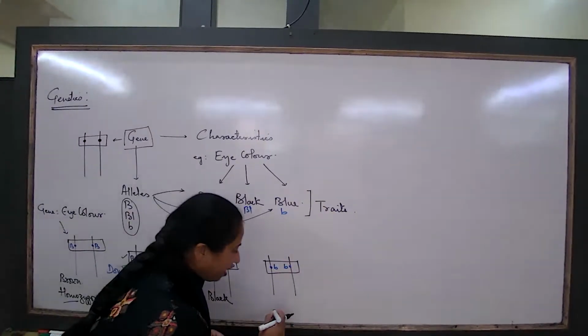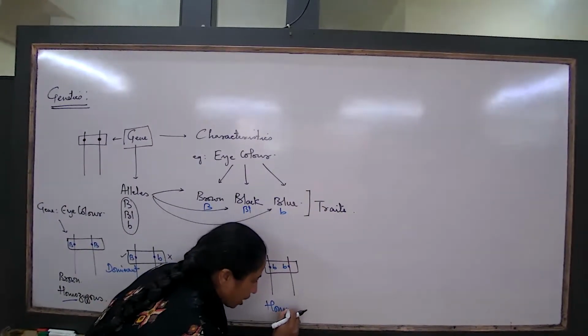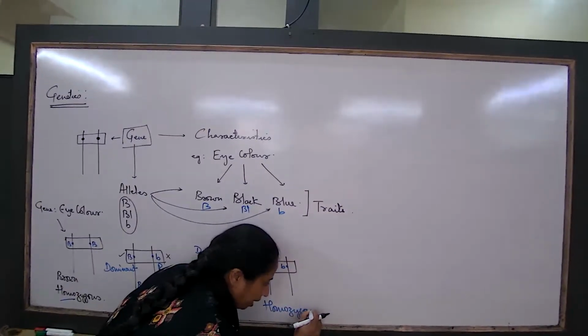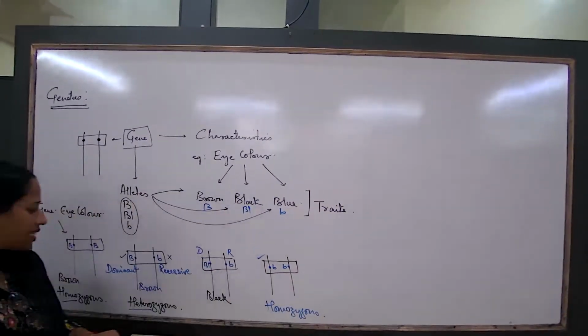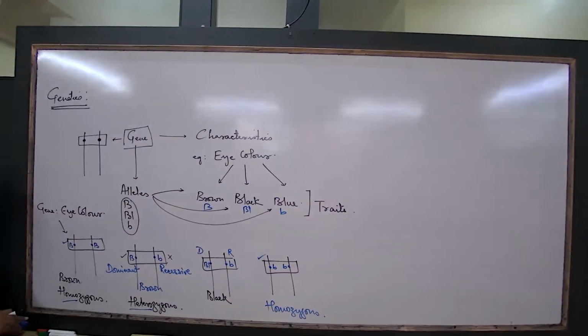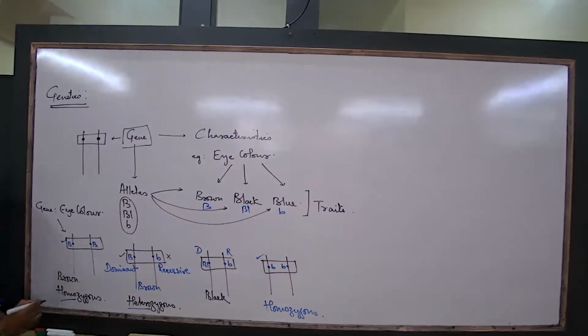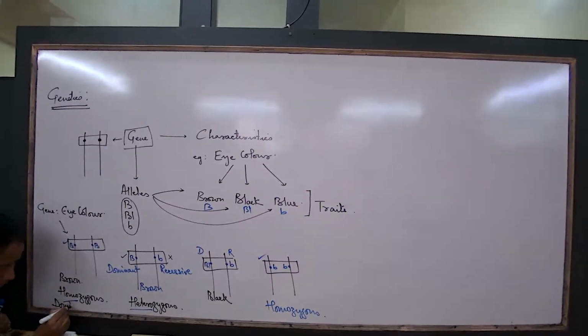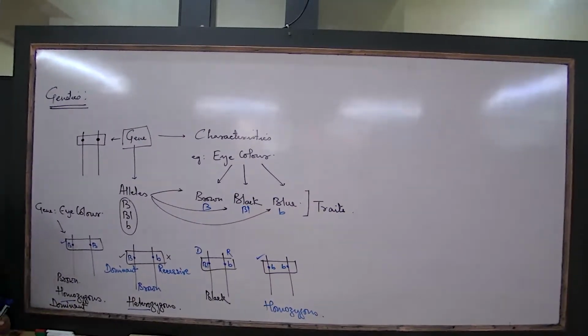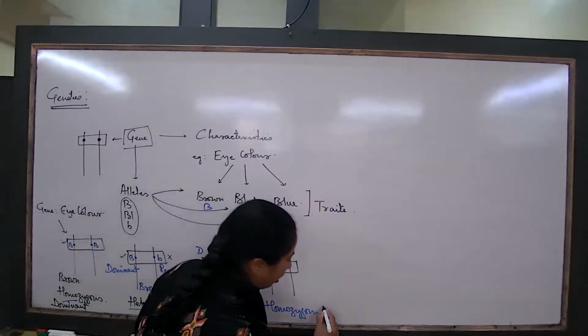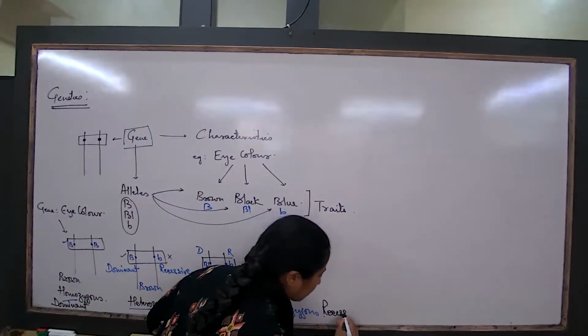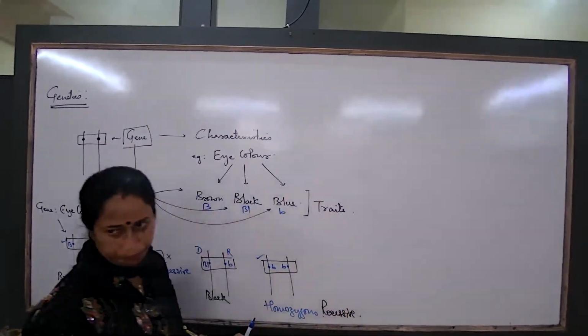So this type of a condition is also known as homozygous. But now let us learn a difference between this condition and this condition. This type of a condition is known as a homozygous dominant condition, and this type of a condition is known as a homozygous recessive condition.